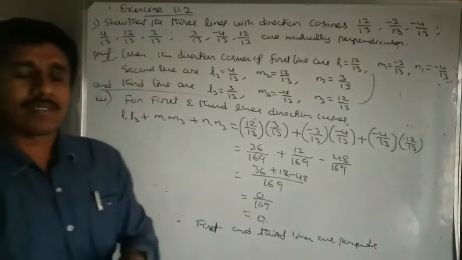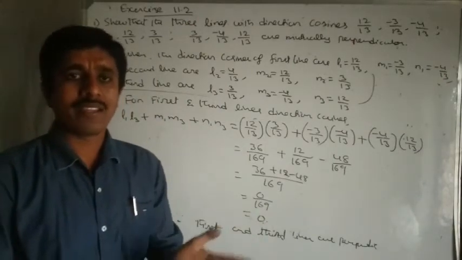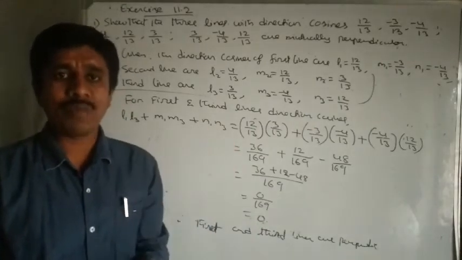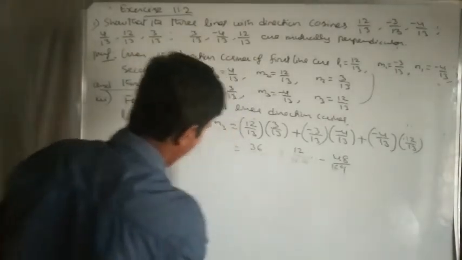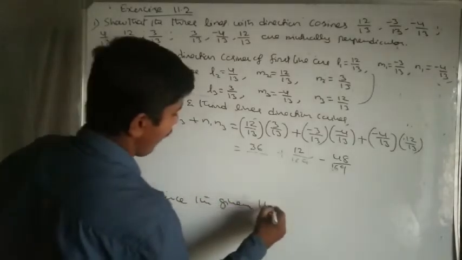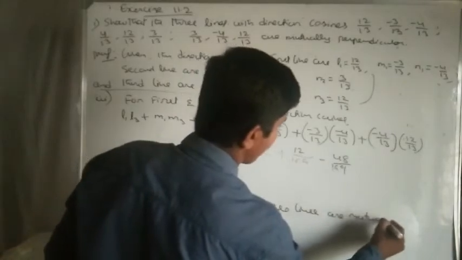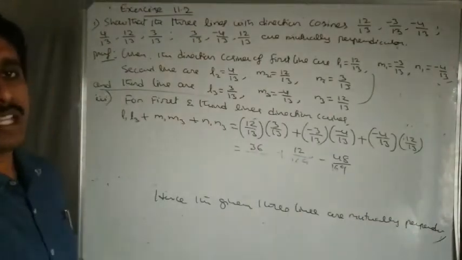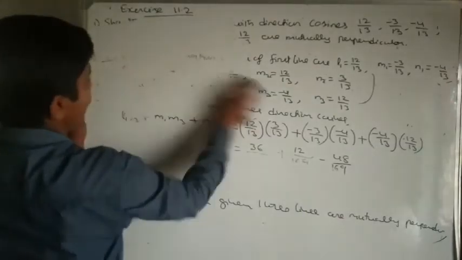This means the first and second lines are perpendicular, the second and third lines are perpendicular, and the third line and first line are perpendicular. Therefore, we say that the three lines are mutually perpendicular to each other. Finally, write. Final step. Hence, the given three lines are mutually perpendicular. Got it? So now go to the next problem, second problem.